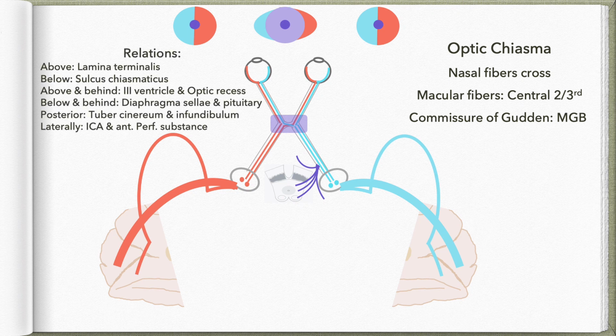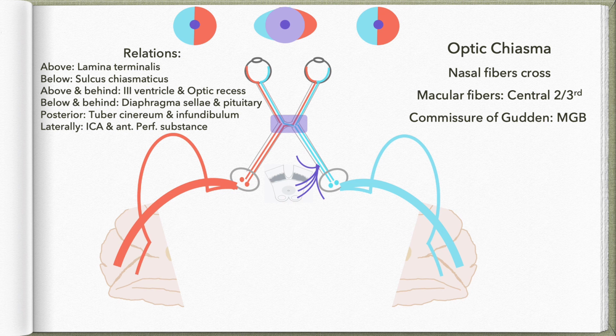Now coming to the relations of optic chiasma, it is related above to the sheet of white matter known as lamina terminalis. Below it is related to the bony sulcus known as sulcus chiasmaticus, which separates the anterior cranial fossa from the middle cranial fossa. Above and behind, it is related to the cavity of the third ventricle with the optic recess. And below and behind, it is related to the pituitary gland covered by the diaphragma sellae. Now this is an important relation because in case of pituitary adenomas, it will grow upwards and compress the optic chiasma from below.